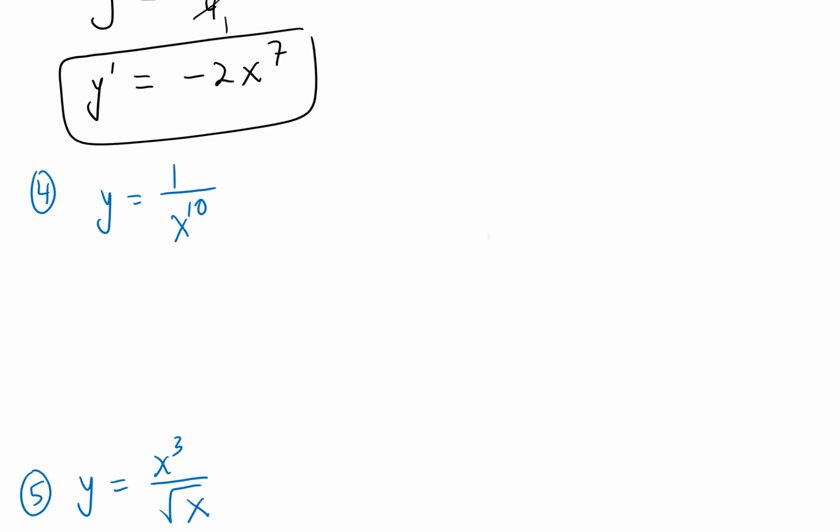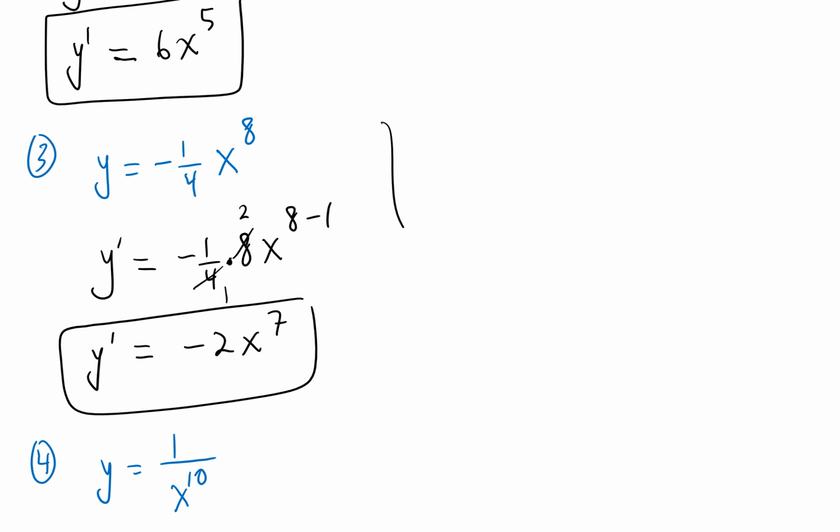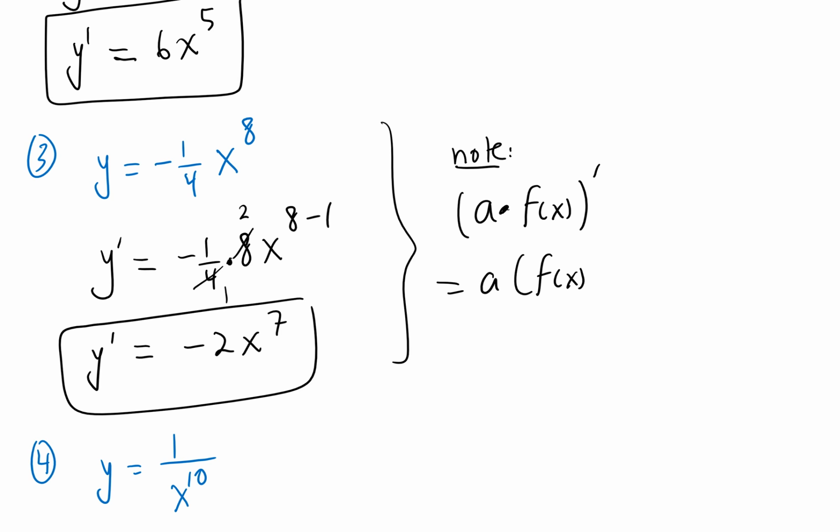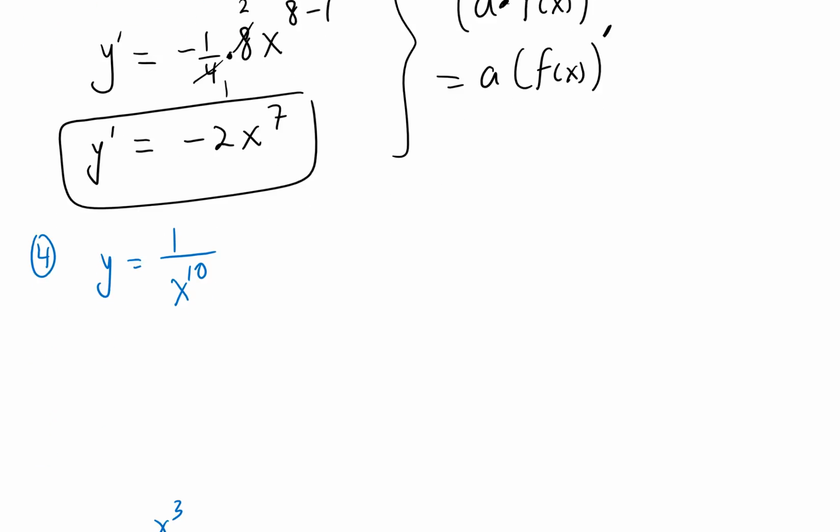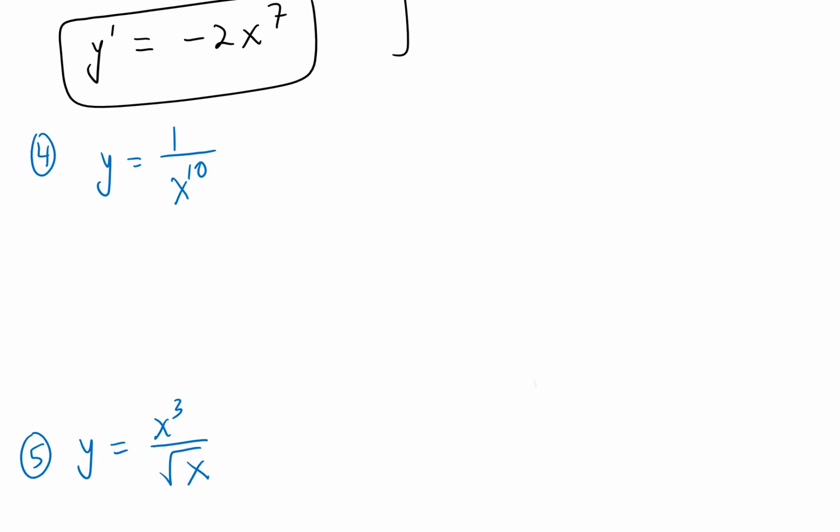Let me add a note next to this. What happened here, if there's a number in the front, it's not going to affect anything for the rule. If you have a constant a times a function, you can take the constant out and simply find the derivative of that function. Or you can just multiply 8 by -1/4 as I did. Keep that in mind. So now we have these two questions.